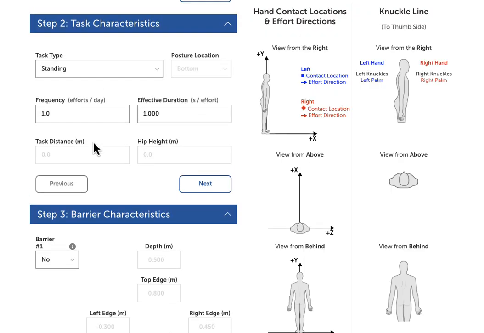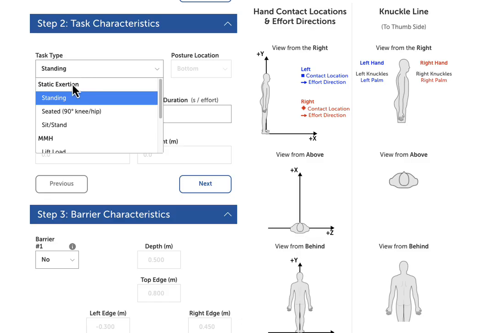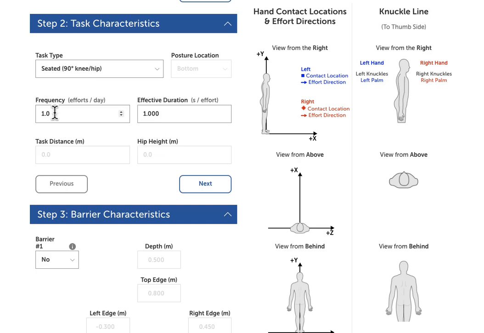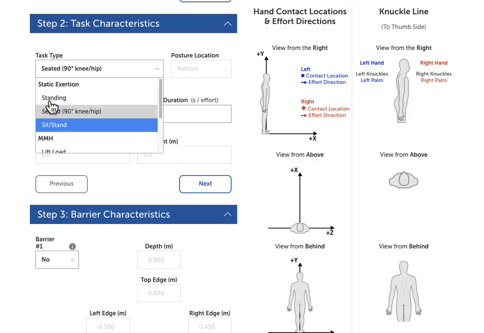So the next thing you can do is determine the type of task that they're doing. So when we say standing, the static exertions can either be done standing. Most of the analyses will probably be done this way. We can have seated work. We can have a sit-stand work.